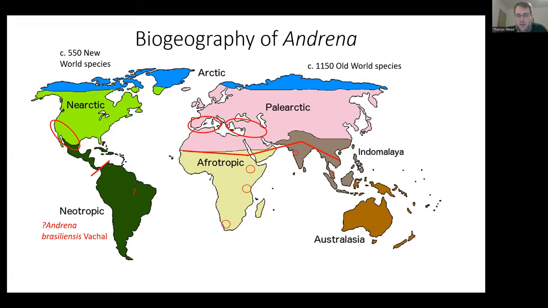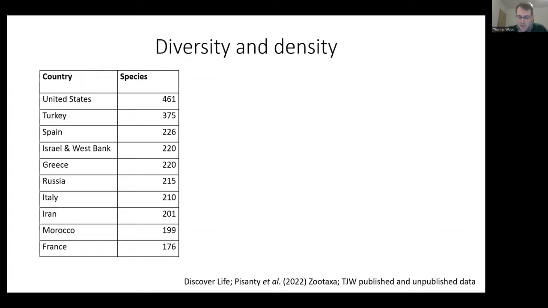In terms of diversity and density, just to give you, again, some context, if we look at this table, you can see that the majority of the most species-rich countries are found in the Old World, with obviously the notable exception of the United States, which of course is one of the largest countries and therefore contains a very large number of species. But what is useful is to look at the density of species, taking the country totals and dividing them by the area of the countries.